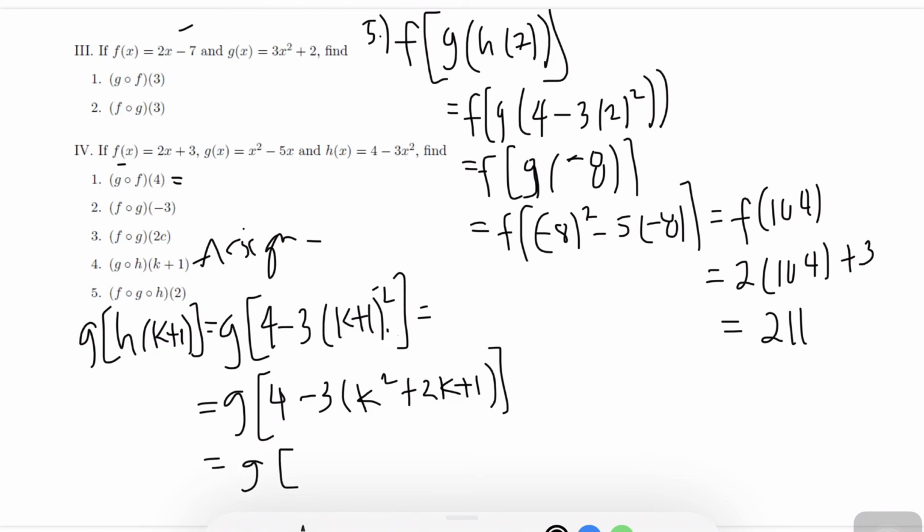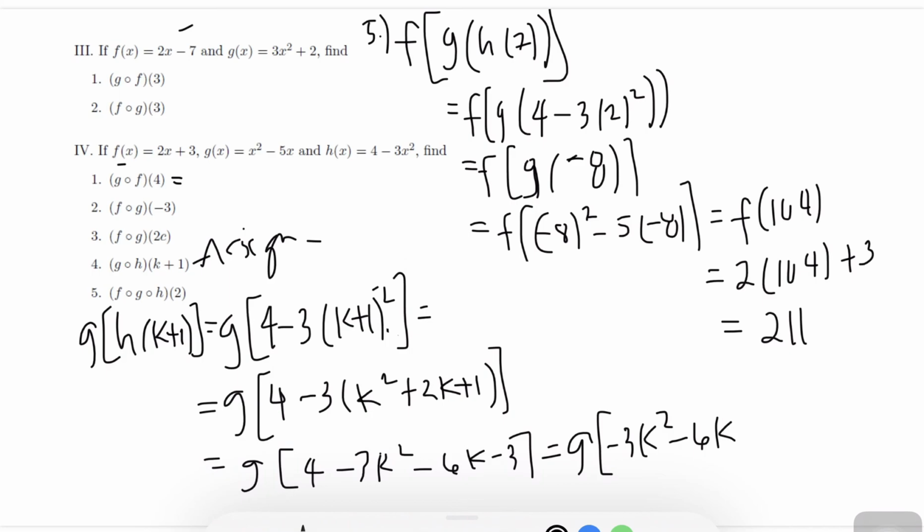So simplify: 4 minus 3k squared minus 6k minus 3. So you continue, you complete this. This will result to negative 3k squared minus 6k plus 1, and continue as your assignment using the function of g.